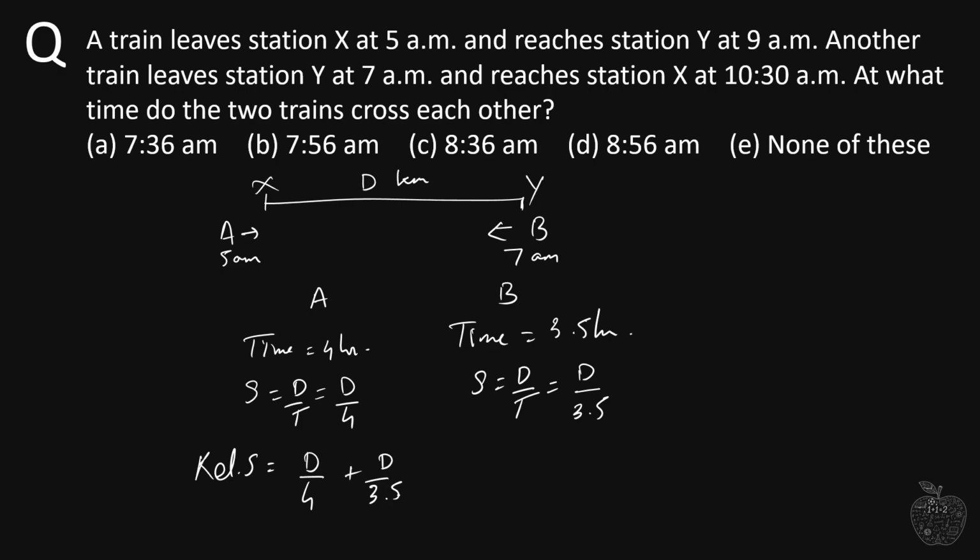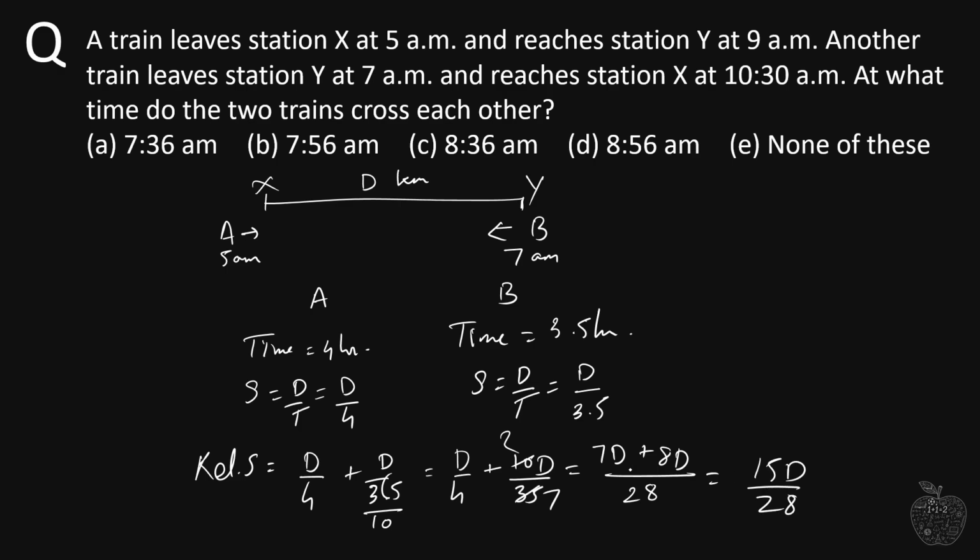Now instead of writing 3.5, I get rid of this decimal point and multiply by 10 in the numerator and denominator, so we get d by 4 plus 10d by 35. The LCM of 7 and 4 is 28. So 4 7s are 28, so 7d, plus 7 4s are 28, 4 into 2 is 8d. So this is 15d by 28. We have got our relative speed, which is 15d by 28.